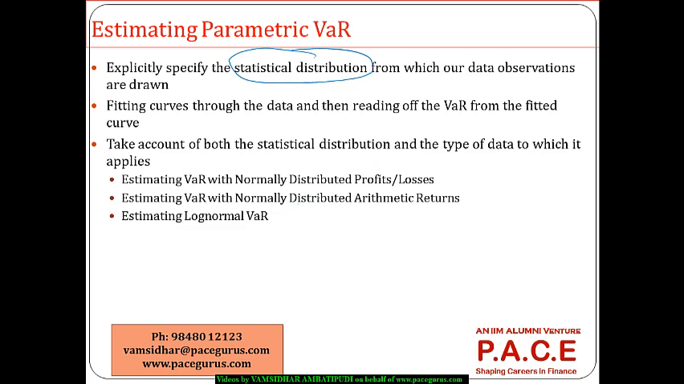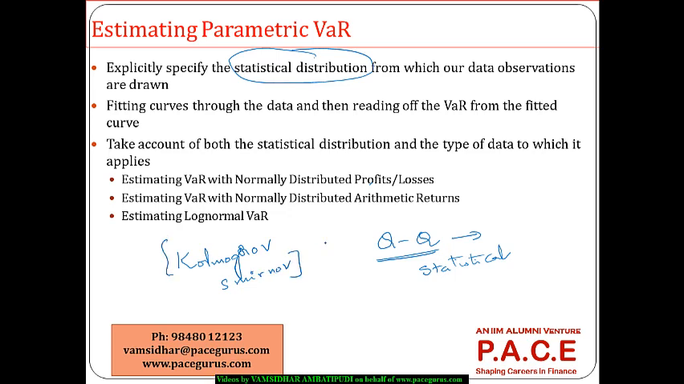So I am specifying the statistical distribution from which the data observations are drawn. We can fit different kinds of distributions to the data and check the validity of that fitment using the QQ plot or other statistical mechanisms. We have various statistical mechanisms which talk about the fitment of data to a particular distribution. I can rely on the Kolmogorov-Smirnov test, which talks about the fitment of data to a particular distribution.